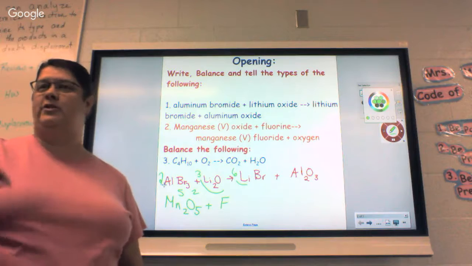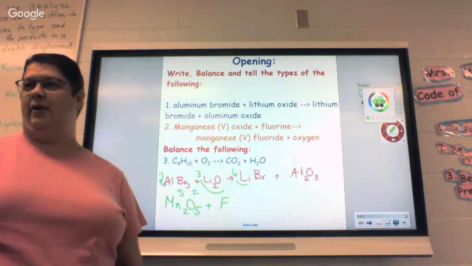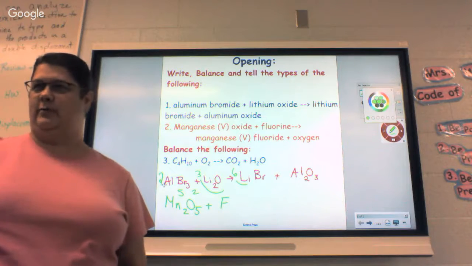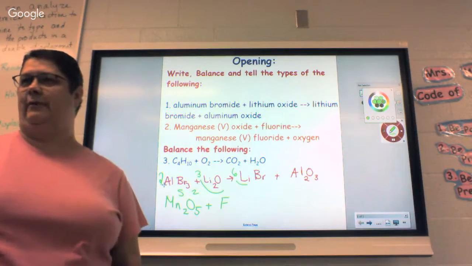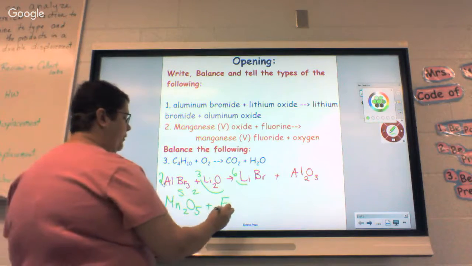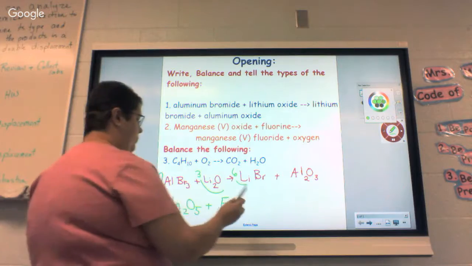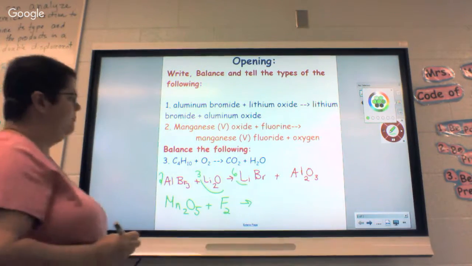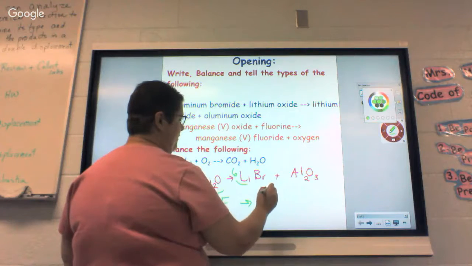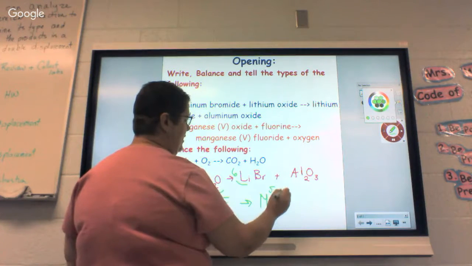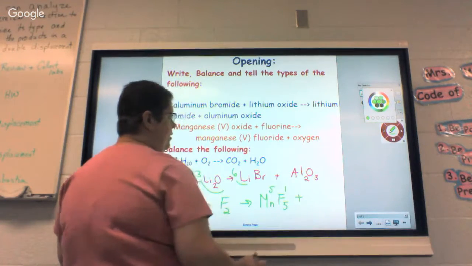Is it one of the 7? Elements do not get subscripts unless they're one of the 7. All elements have no subscripts unless they're one of the 7 diatomics. Is it one of the 7? Then you put a 2 on it. Okay? So it becomes what? Manganese 5 fluoride. So manganese has a 5 again. Fluoride has a 1. 5 comes down, 1 comes down.